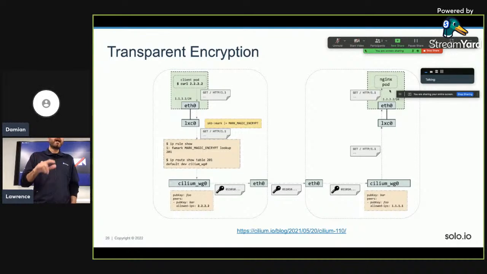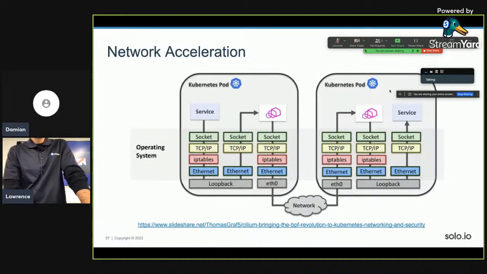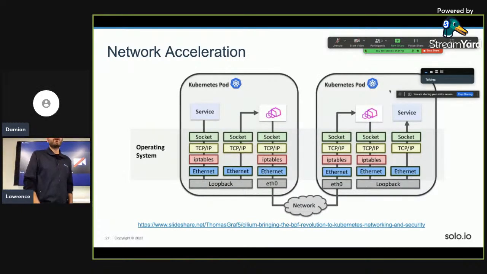That being said, this is not mutual TLS. Actually, I'm going to save that for later. You don't have a cryptographic identity for the services talking to each other, and we'll get into that in a second. But essentially, this is a nice feature if you don't want to have plain text leaving from node to node. So the network acceleration use case, this is one that is actually easier to illustrate with something like a service mesh.